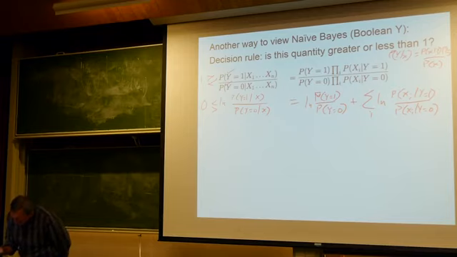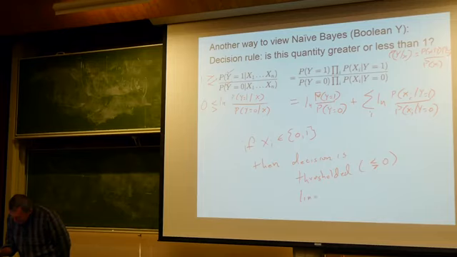Okay, but so the bottom line is, I guess I should say, if the x sub i are Boolean, that is, they can only take on values of 1 and 0, then the decision is thresholded, that is, this quantity above or below 0, linear function of the x sub i's.